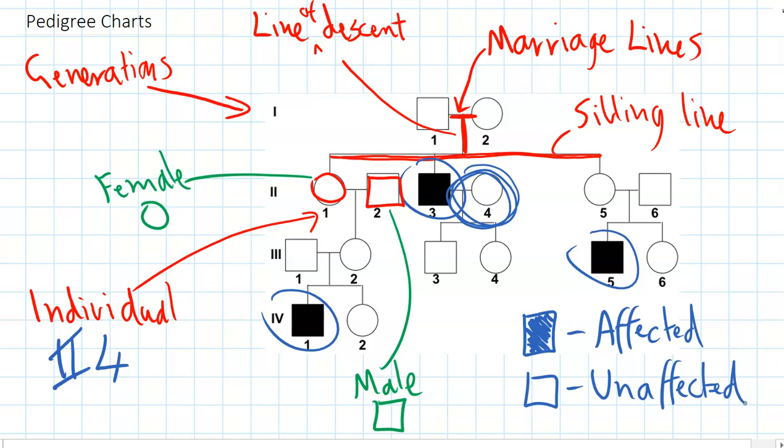Okay, so that's all the parts of a pedigree chart. They're not too complicated, but the hard part comes when we start analysing them, and you have to use that information to work out how that trait is inherited. So we'll get to that later.